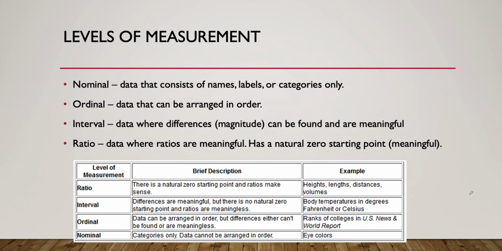Now we have 4 levels of measurement when it comes to our data sets. Those being nominal, this is where the data consists of names, labels, or categories only. Okay? Only. An ordinal level of measurement, that's data that can be arranged in order. And it gives a name, and a label, and a category. The interval level of measurement is data where differences or a magnitude can be found and are meaningful. But 0 is arbitrary. So 0 is arbitrary.